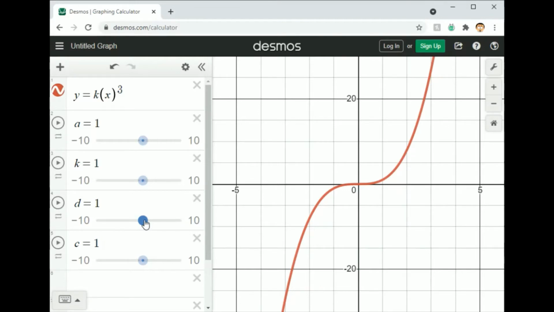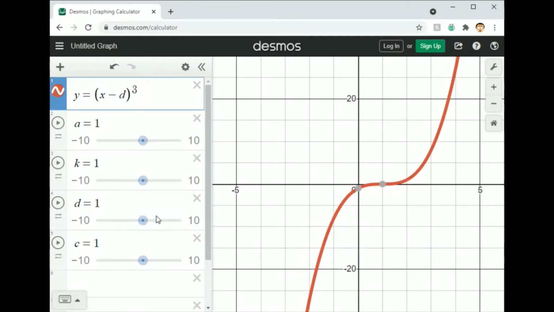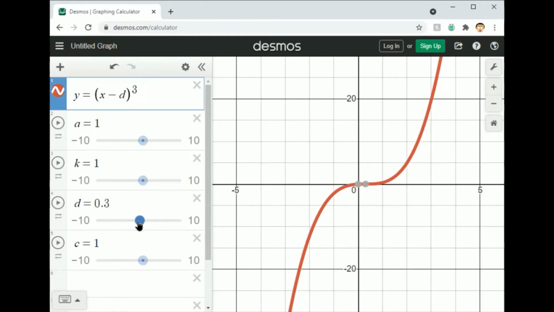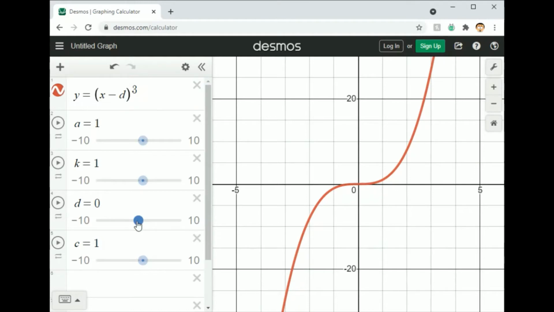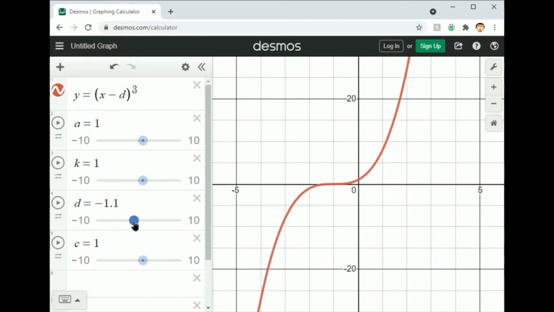Alrighty. Okay, so D, what does D do? Let's get rid of the K, put in the D. Now this one, I always have a hard time explaining this to students in a way that it makes sense. I'm going to start at 0. And you'll see that as D gets larger, it moves to the right. And as D is negative, it moves to the left.